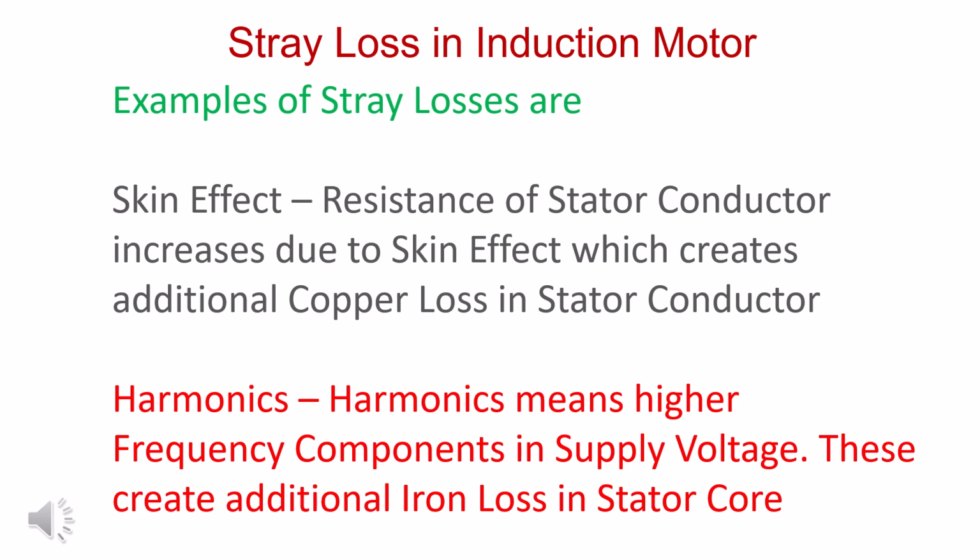Examples of stray losses are skin effect. The resistance of the stator conductor increases due to skin effect, which creates additional copper loss in the stator conductor. Harmonics. Harmonics means higher frequency components in the supply voltage. These create additional iron loss in the stator core.